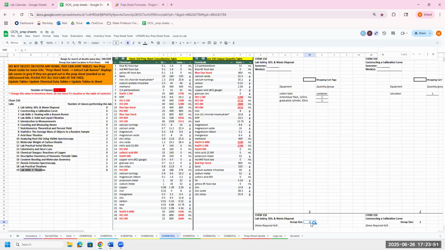If it's a group size of 2, it's going to multiply this group value by 16, because 32 divided by 2 is 16. That's the amount of groups there are in a class. However, if it is a group size of 1, it's going to multiply this group size value by 32. Yeah, is that correct?